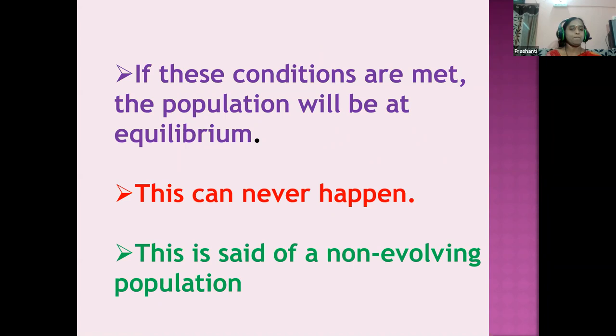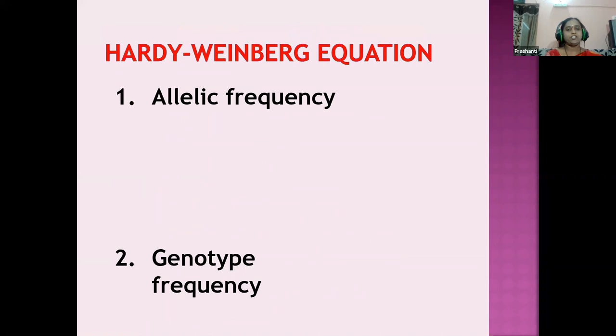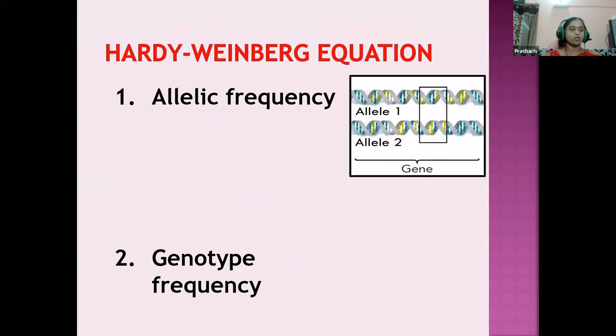The Hardy-Weinberg equilibrium deals with two frequencies: allele frequency and genotype frequency. Alleles are a pair of genes that occupy a specific location on a particular chromosome and they control the same trait. Trait means a character. For example, dominant, recessive, black, white, short hair, long hair, straight hair, curly hair, etc.